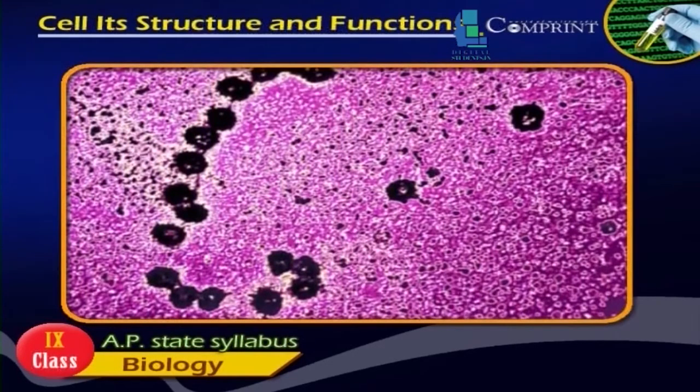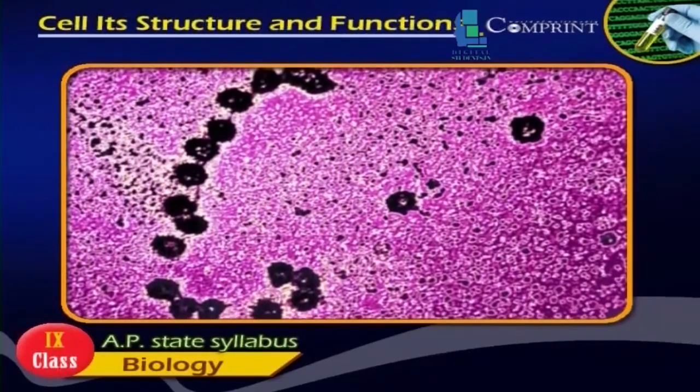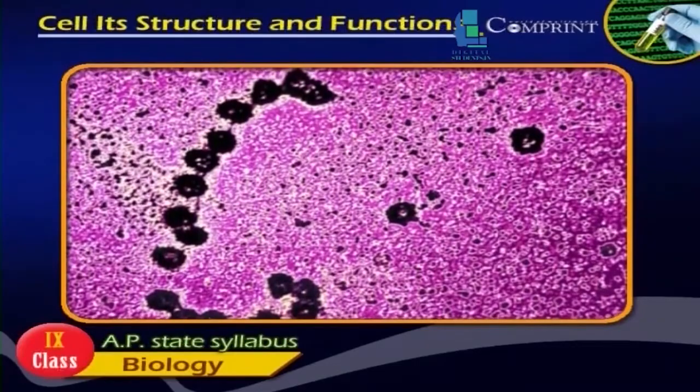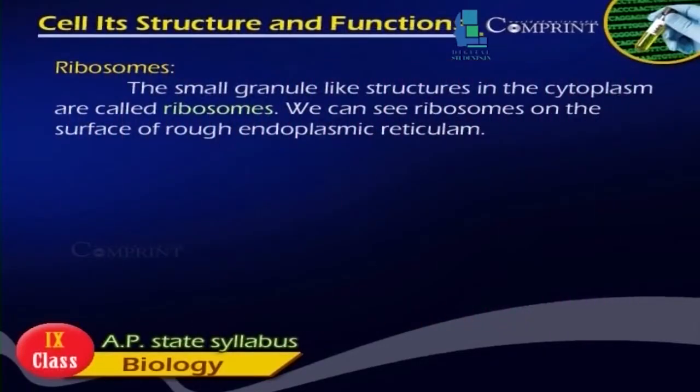Ribosomes. The small granule-like structures in the cytoplasm are called ribosomes. We can see ribosomes on the surface of rough endoplasmic reticulum.